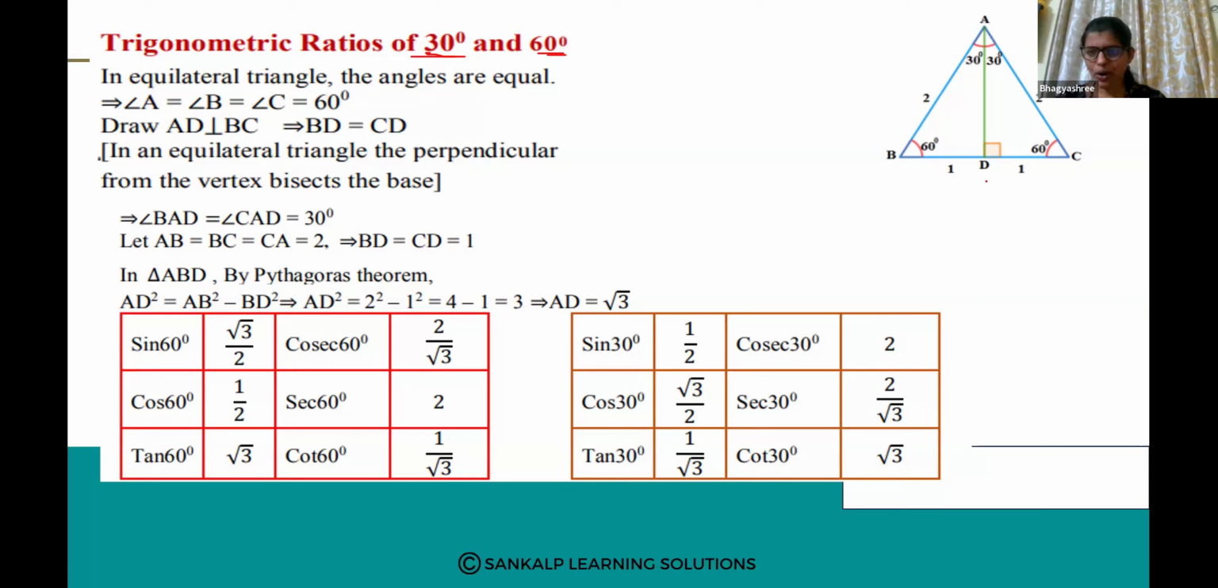Now we'll draw AD perpendicular to BC. Okay, one line we draw. This is AD, which is perpendicular to BC. Next, in an equilateral triangle, the perpendicular from the vertex bisects the base.